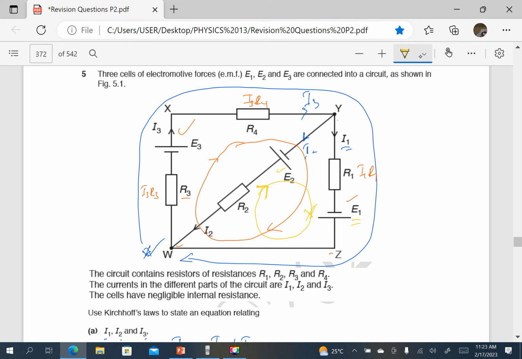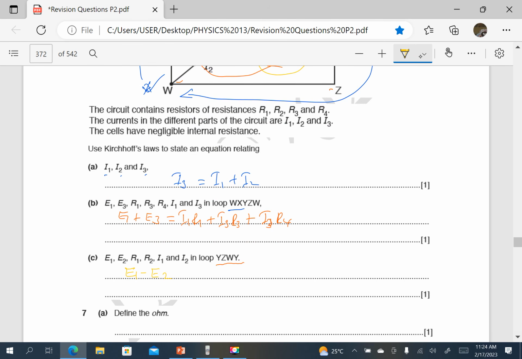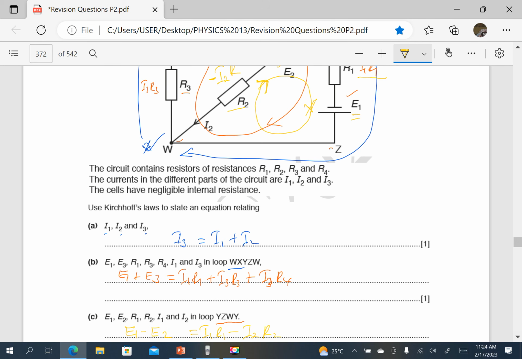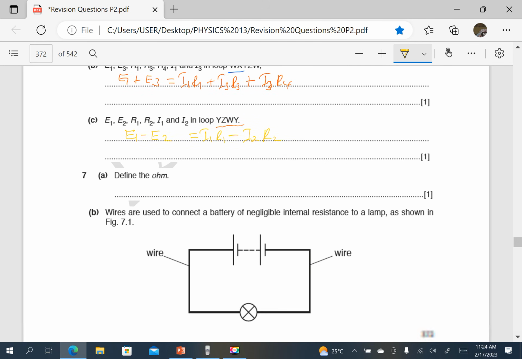For R1, the PD will remain I1 R1 because the current is in the same direction as the loop. But for R2, the current is in the opposite direction to the loop. So the PD here will be I2 R2, but in the opposite direction to the loop, so it will be minus. So this will be equal to I1 R1 minus I2 R2. That is the sum of the PDs. The minus is because the current in R2 is in the opposite direction to the loop, so it is going to be negative.